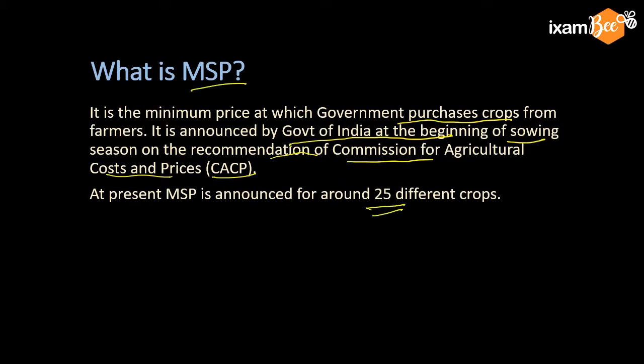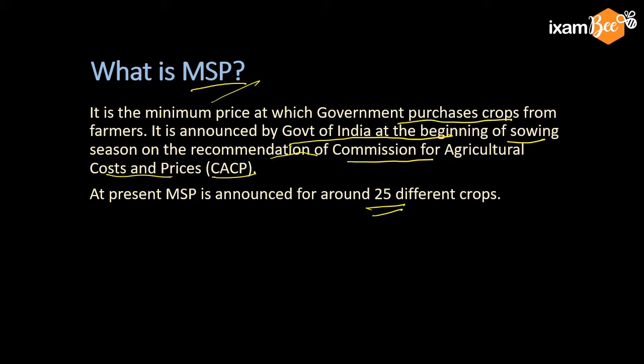When the concept of MSP was not there, what was happening was that when farmers were growing crops and there was a good harvest, prices were crashing because of the greater supply, there was a price drop in the market, and then the farmer was losing. So the government started this practice long back of announcing minimum support price.